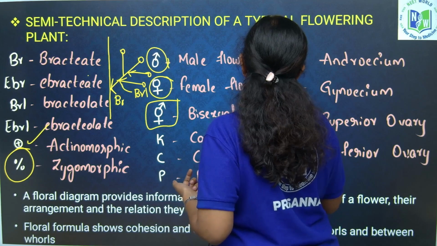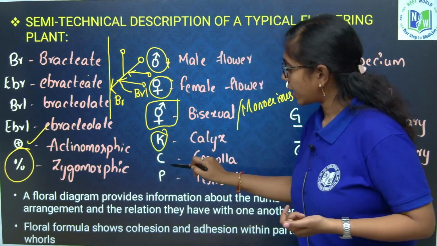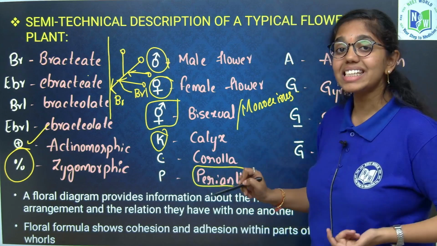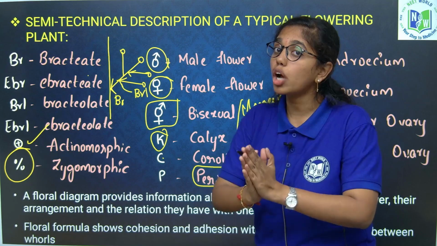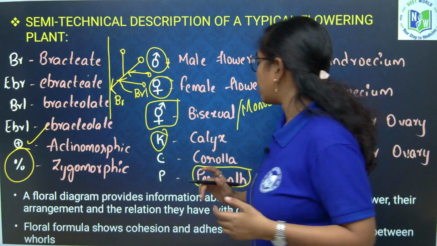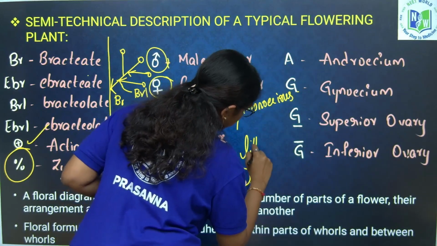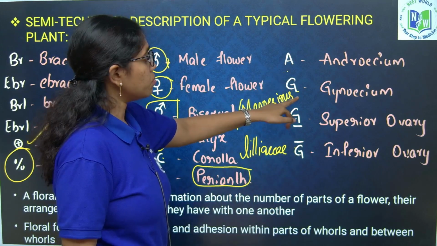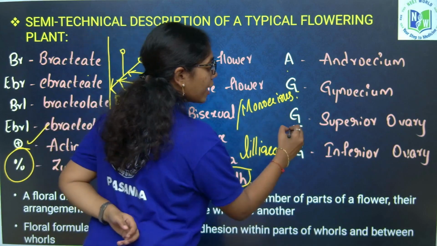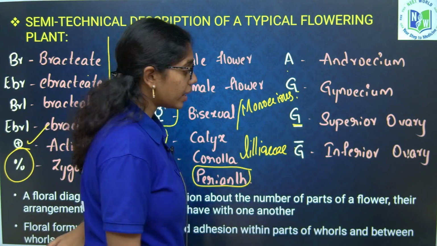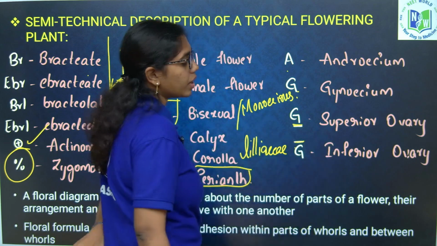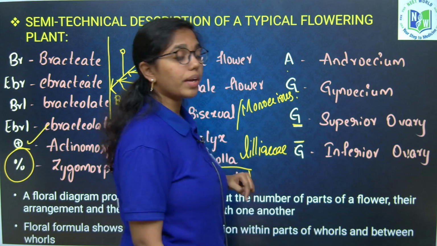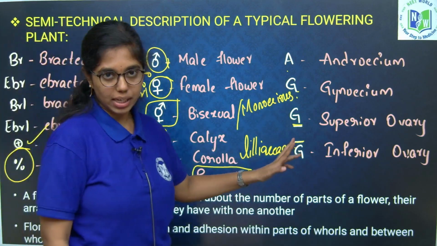K is for calyx, C for corolla, P for perianth. Perianth you will observe when calyx and corolla are indistinct or not visible properly, for example in the family Liliaceae. Next, A is androecium, G is gynoecium. If the hyphen is below G, it is a superior ovary; if the hyphen is above G, it is an inferior ovary. Superior ovary you will see in hypogynous flowers, and inferior ovary in epigynous flowers.